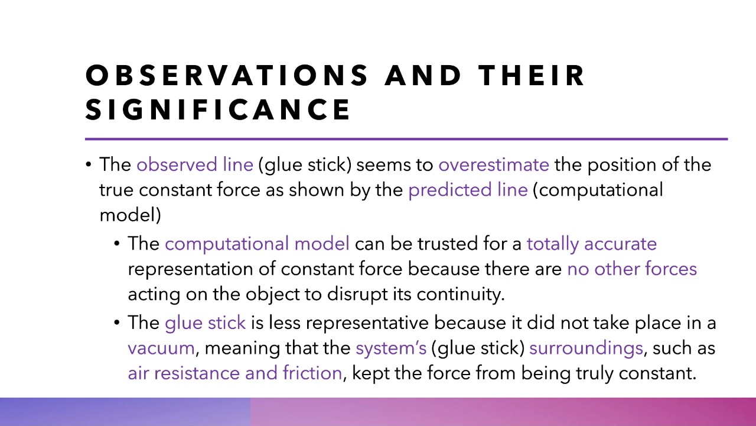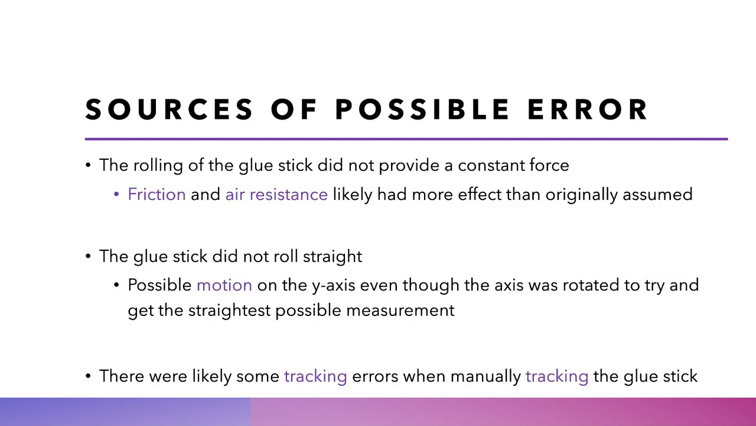The observed line seems to overestimate the position of the true constant force shown by the predicted line. This makes sense because the computational model can be trusted for a totally accurate representation of constant force because it took place in a vacuum, in which there were no surroundings to disrupt the velocity of the system. The glue stick experiment would be less representative because it does not take place in a vacuum, meaning that the system was affected by its surroundings, such as other forces like air resistance and friction.